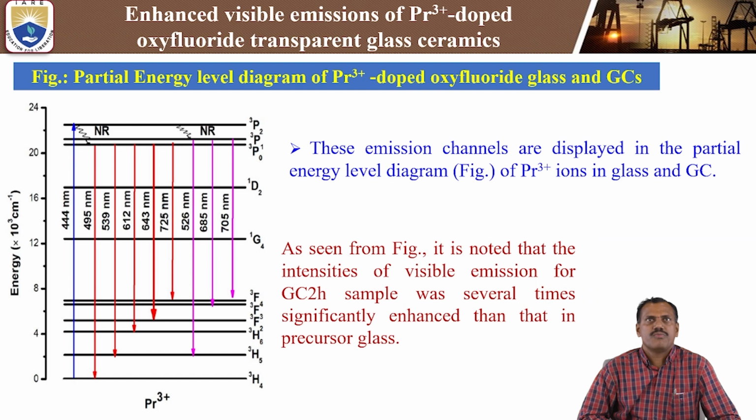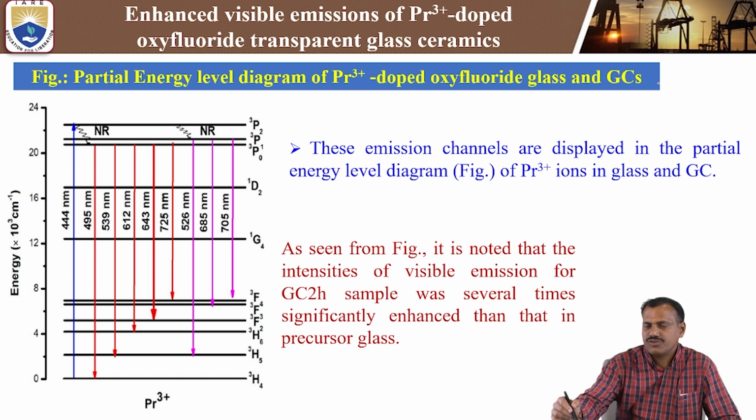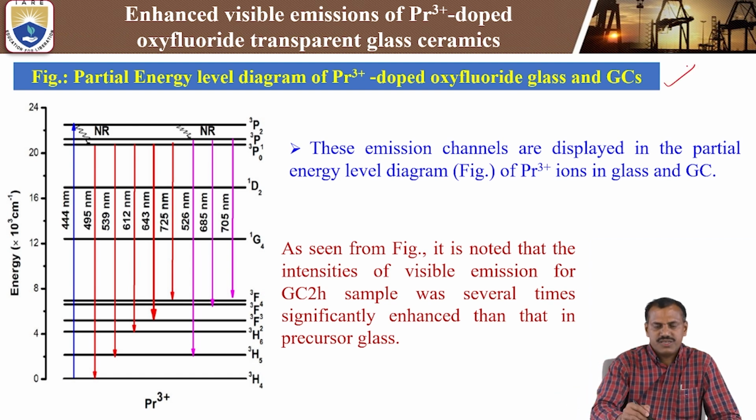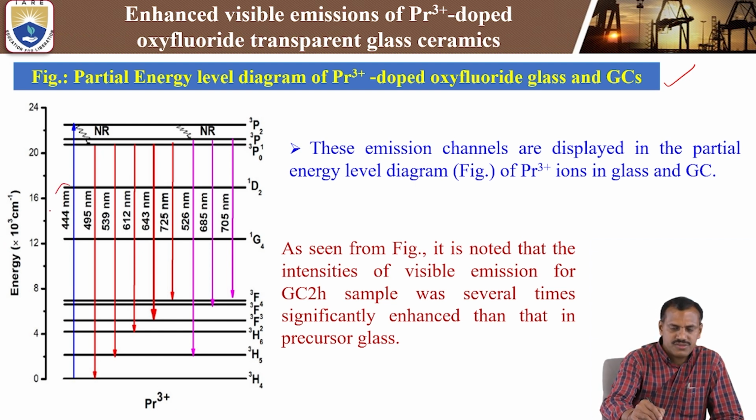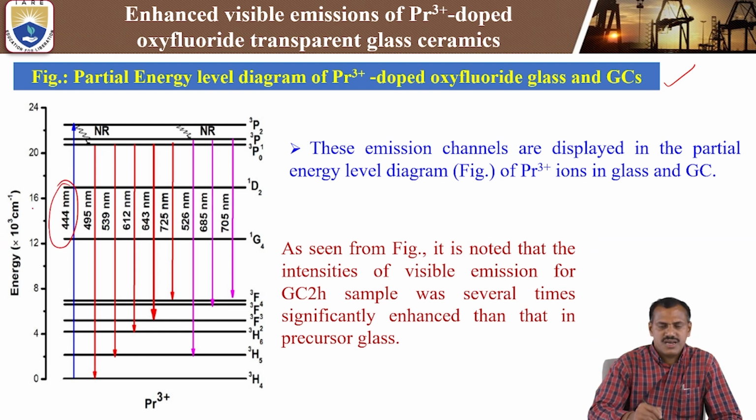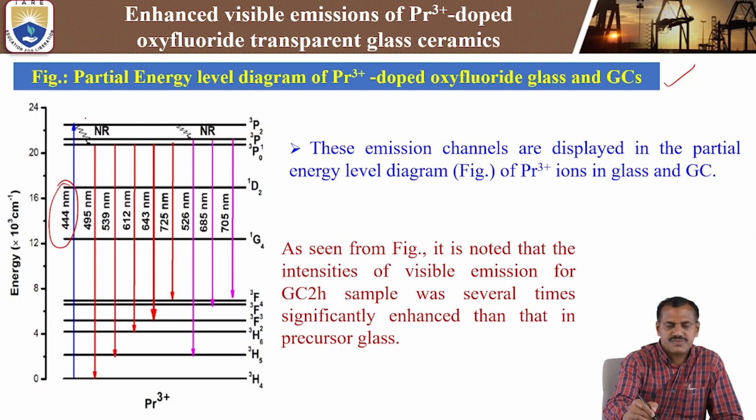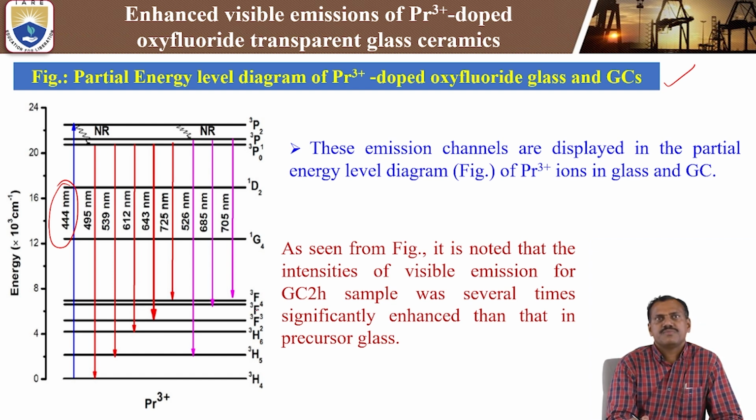Next, coming to the partial energy level diagram of praseodymium 3 plus doped glass and glass ceramics. This is the energy level diagram of praseodymium 3 plus, energy versus science. We are pumping with 444 nanometers, and NR means non-radiative decay takes place from the excitation to different metastable levels, that is, different energy levels. From these energy levels, we are observing the different emission peaks, almost 495, 539, 612, 643, 710, all in the visible region, from excited levels to different ground state levels.